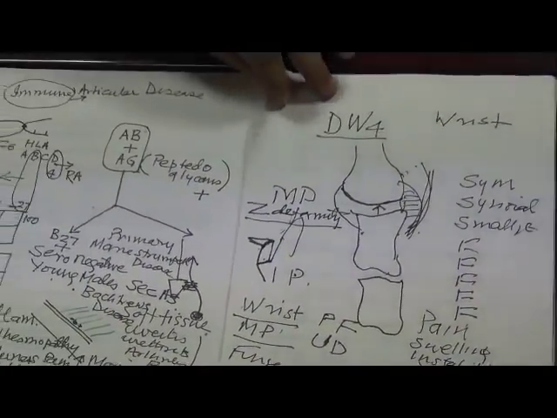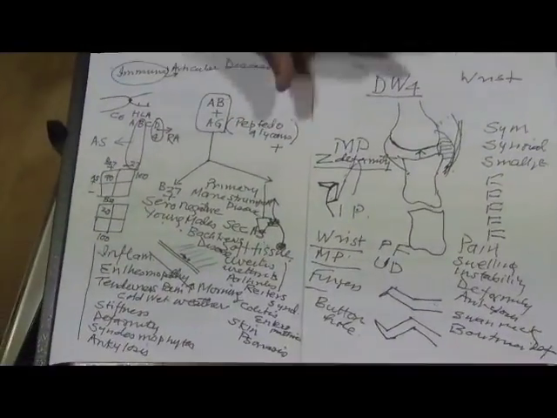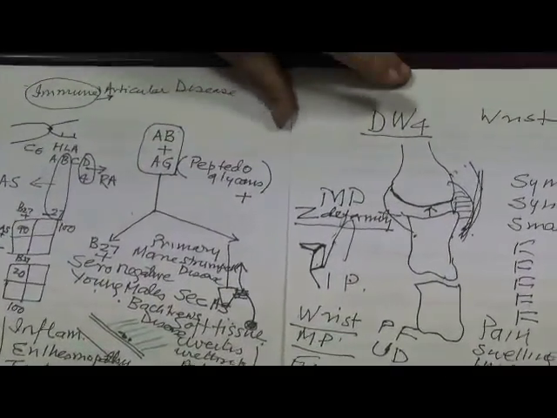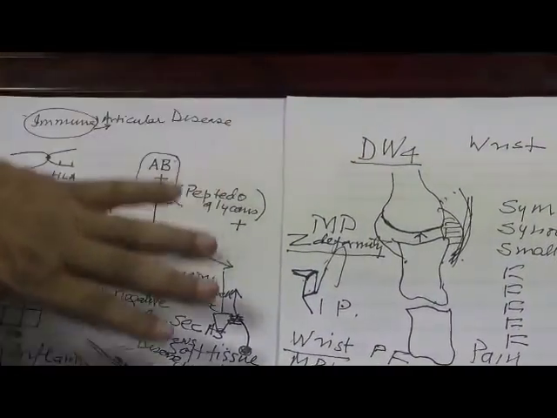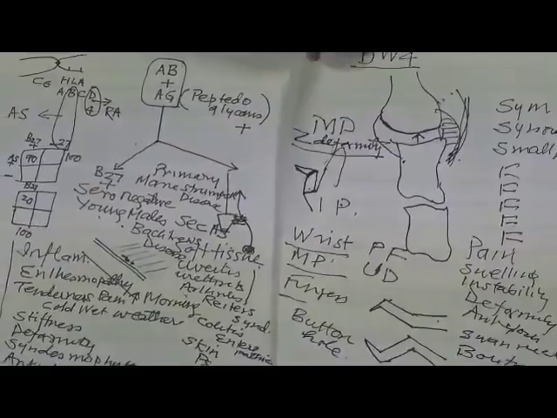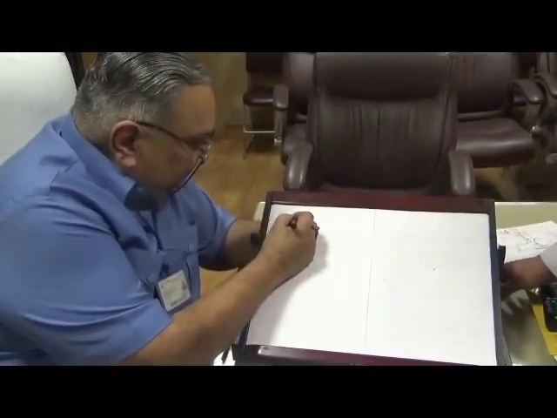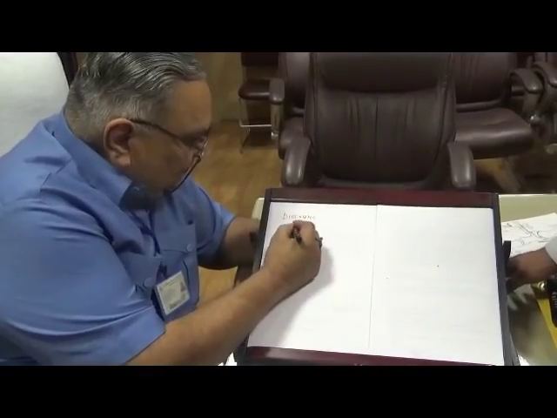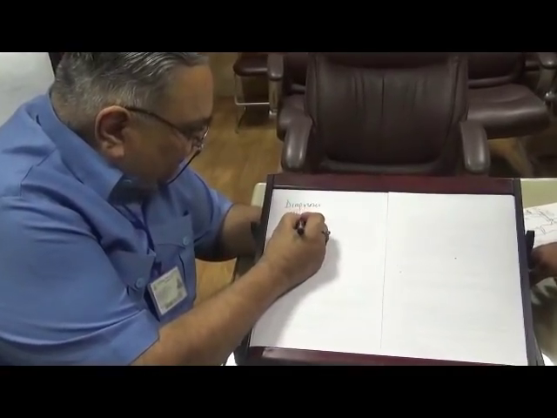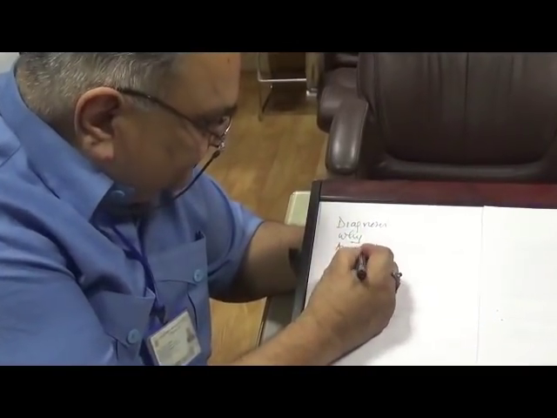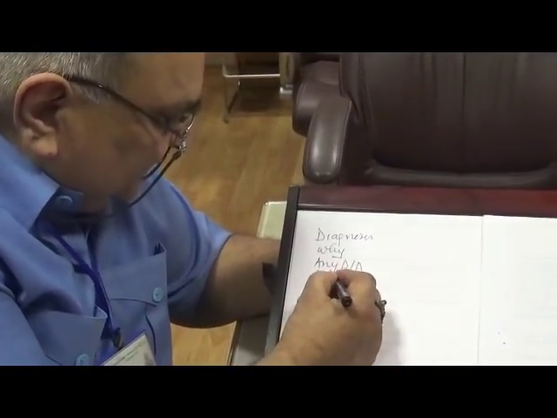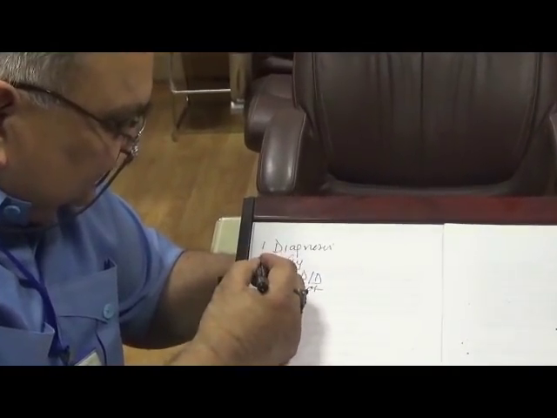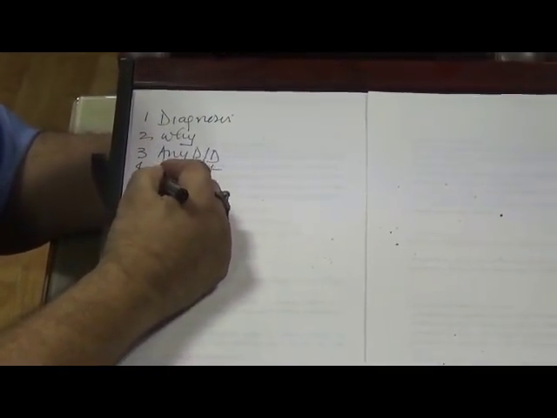Now, with this in the background, you would be able to approach a case and say which type of arthritis this is and what are the basic types of deformities. So you will be able to answer the question of what is your diagnosis, why do you say so, any DD, and why not that. These four questions you would be able to answer. The fifth question is, how would you investigate?